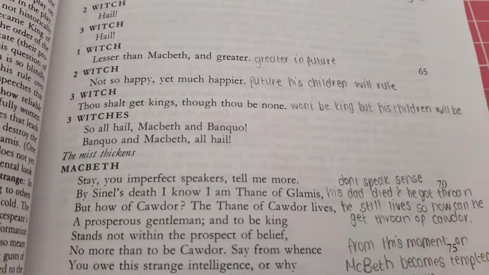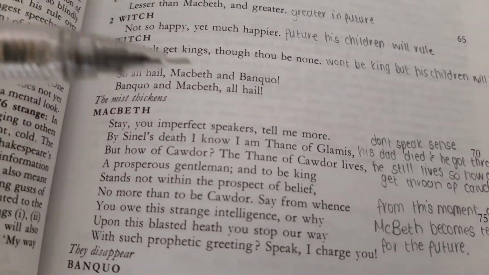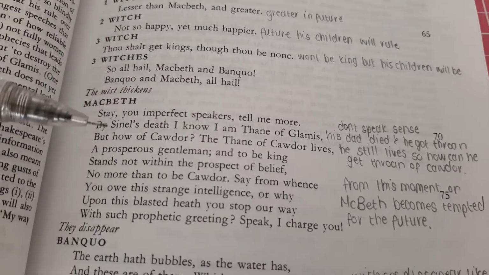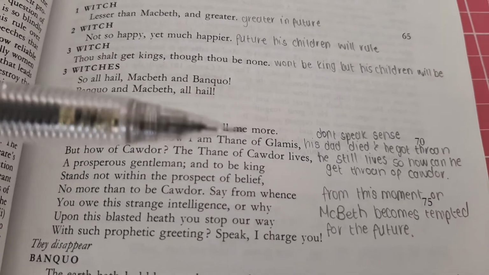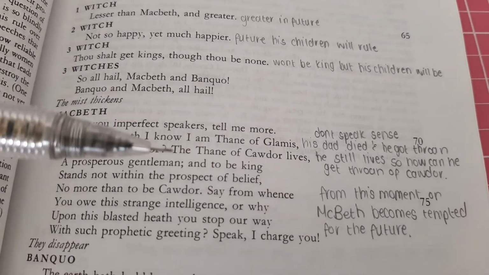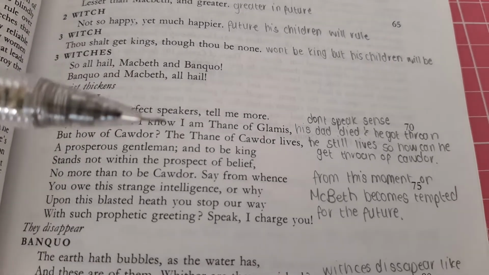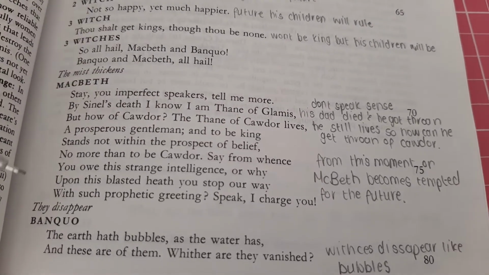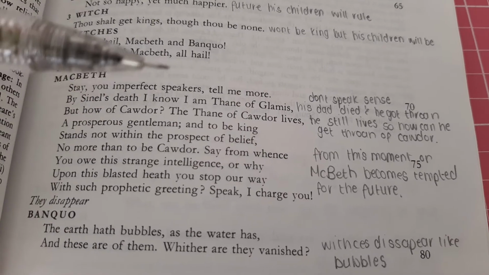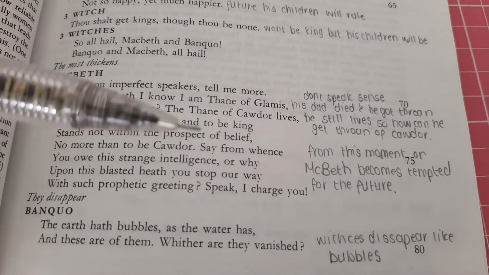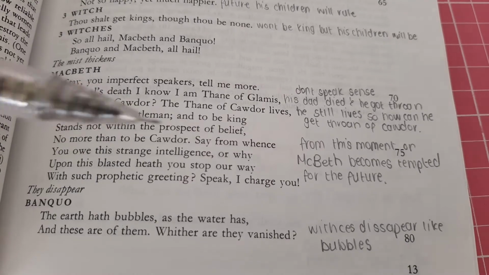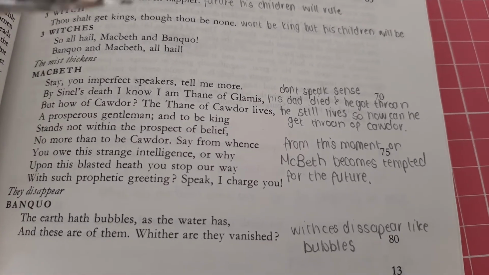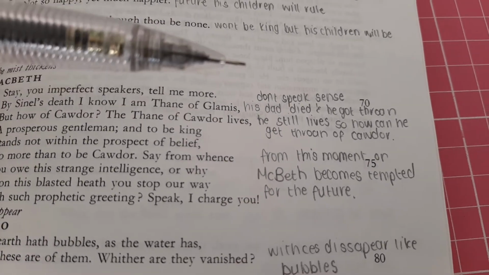The mist thickens. Macbeth says, say, you imperfect speakers, tell me more. By Sinel's death I know I am Thane of Glamis, but how of Cawdor? The Thane of Cawdor lives, a prosperous gentleman, and to be the king stands not within the prospect of belief, no more than to be Cawdor. Say from whence you owe this strange intelligence, or why upon this blasted heath you stop our way with such prophetic greeting? Speak, I charge you. So it's not speaking sense.